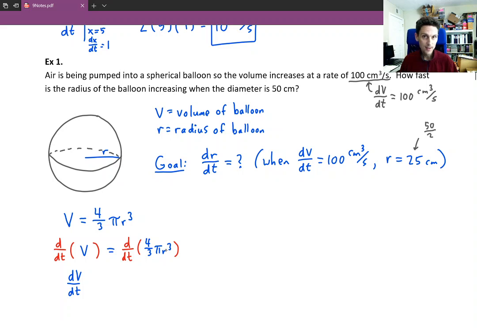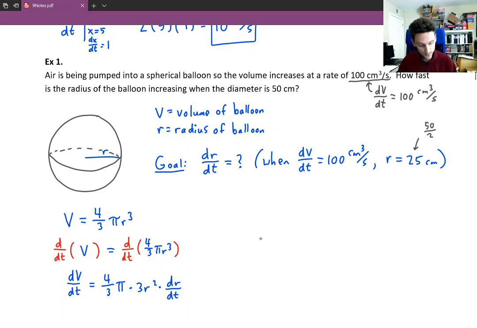Now r is changing as time changes, so you can think of r implicitly as a function of time, even though we don't explicitly know what that relationship is. And so we're going to think of r as being the inner function and the cubing function as being the outer function. So we're going to use the chain rule to take this derivative with respect to time. So this is going to be 4/3 pi, and I'm going to focus on the r cubed. So this is going to be 3r squared. This is the derivative of the outer function, leaving the inside part alone, leaving the r alone. And then times, by the chain rule, the derivative of that inner function with respect to time, the derivative of r with respect to time.